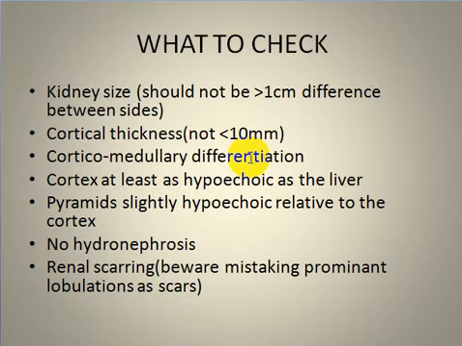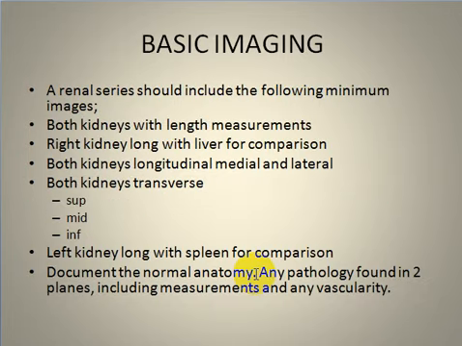What we want to check in the kidney ultrasound: we want to see the size, we want to see the cortical thickness. It should be not less than 10 millimeter. We should see the corticomedullary differentiation, and we see the cortex is at least hypoechoic compared to the liver in normal patient, and the pyramids and the medulla are hypoechoic relative to the cortex. No hydronephrosis, and we look for scarring or any mass lesion seen.